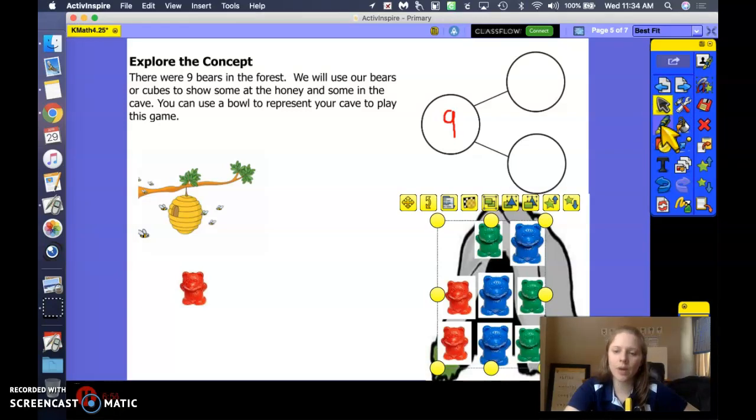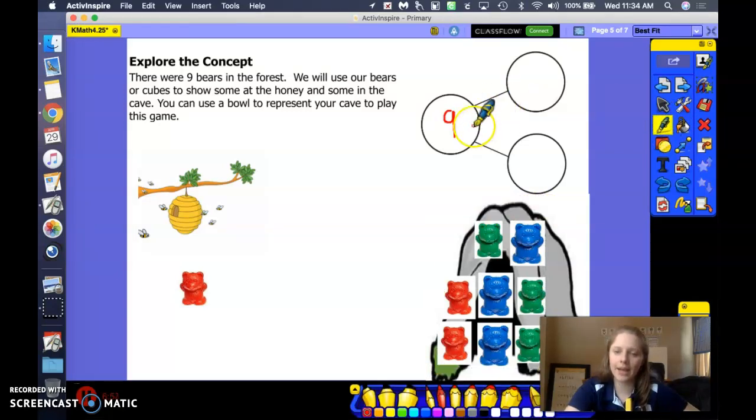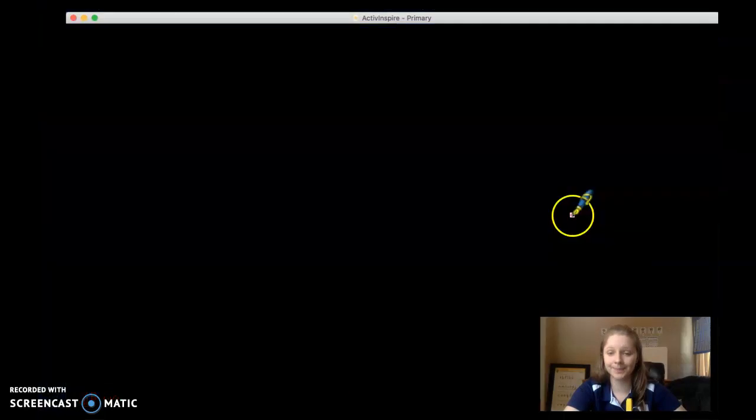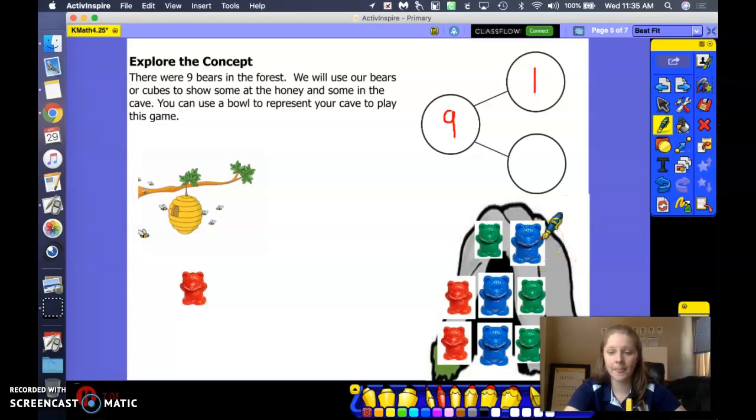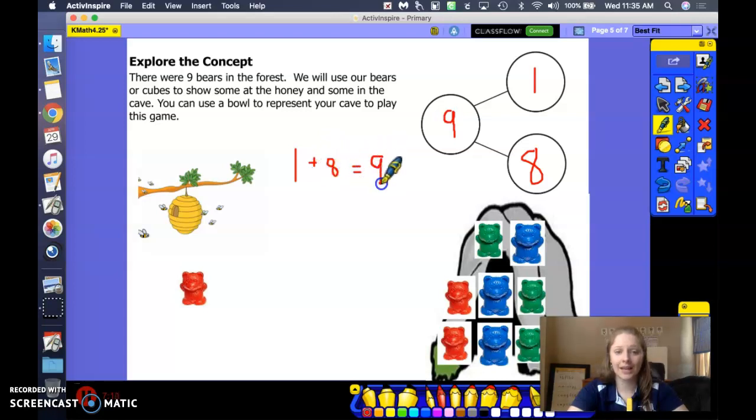What are the 2 numbers that make up my 9? Let's look at the parts. One of the parts is the beehive, 1 bear. The other part is how many went to the cave to sleep. Go ahead and count them. 8 bears. Great job. 1 plus 8 equals 9.